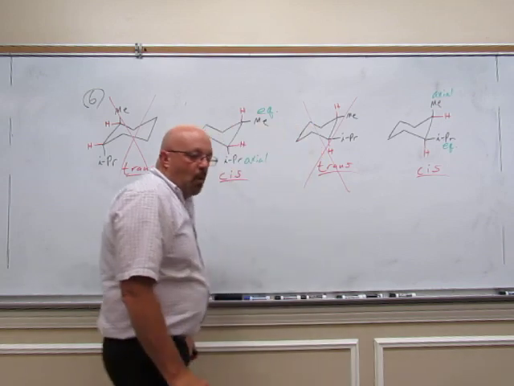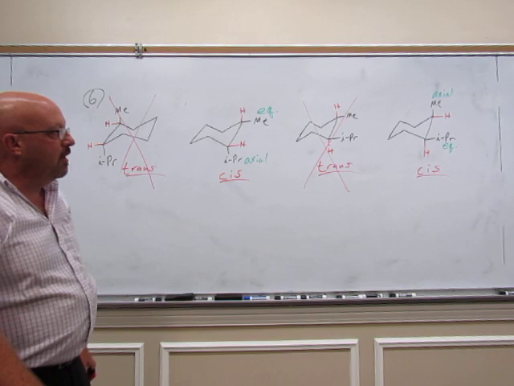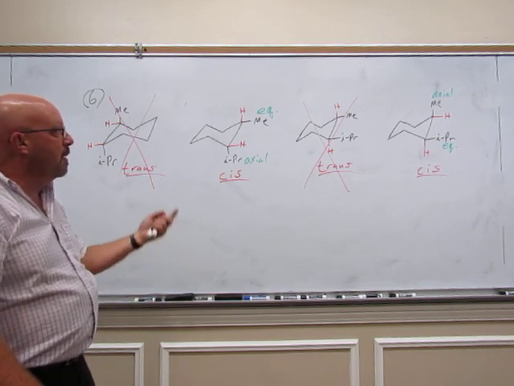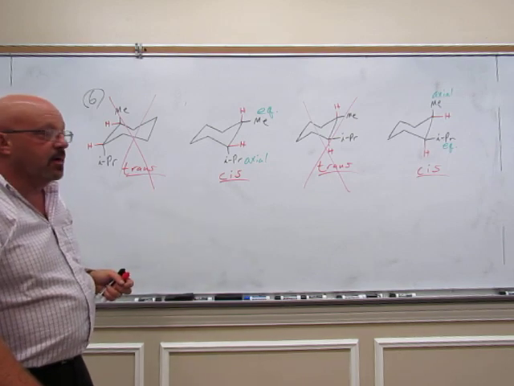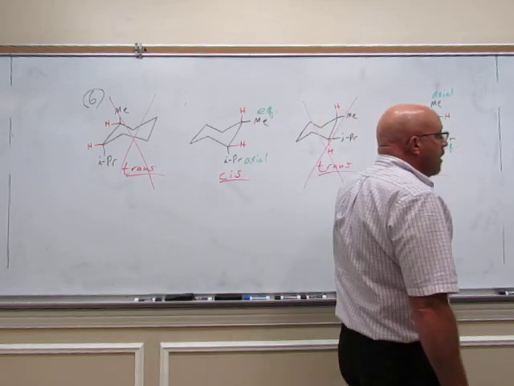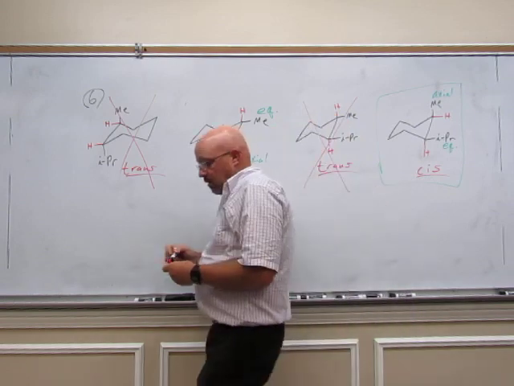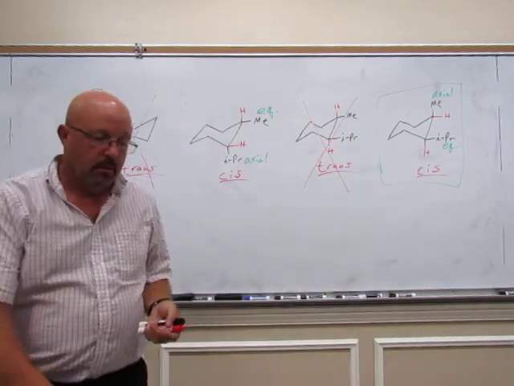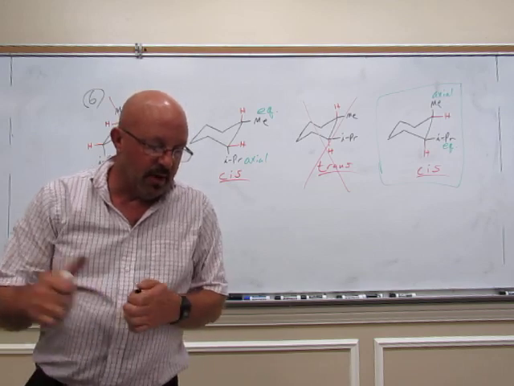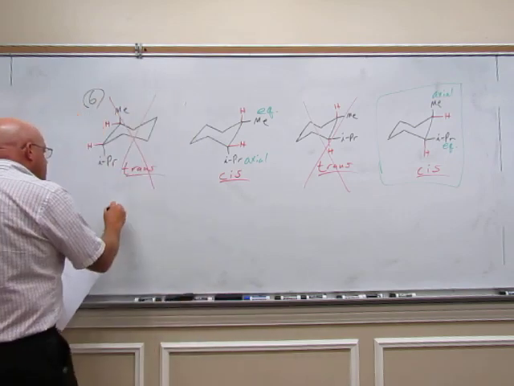So we said it's more stable to have the larger group in the equatorial if you have to make a choice. We'd like to have both of them equatorial, but we can't with the cis isomer here. So it's more stable to have that larger isopropyl group in the equatorial. So D there is the most stable conformation for that molecule. Let's take a look at some nomenclature.